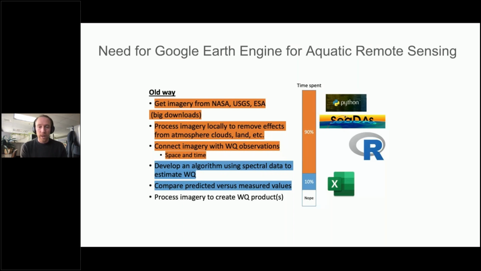And I'm the bottom part. I want the processed imagery to create water products that go into my processes. And oftentimes things don't get there because the papers kind of stop at that blue part in a lot of cases.